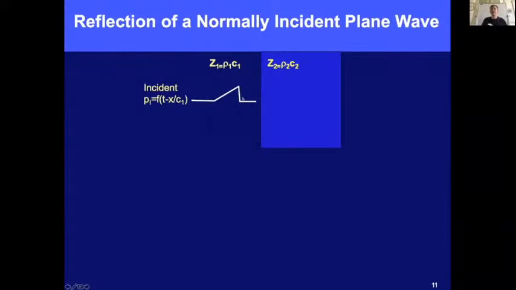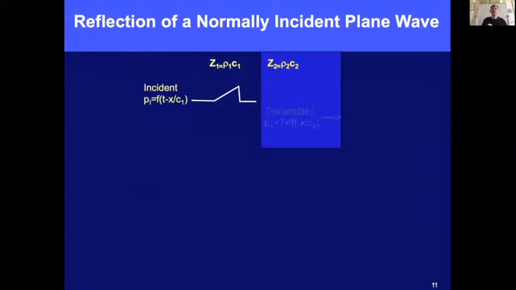Again, it doesn't need to be a sine wave, so I've got a little triangular wave coming in here with an argument t minus x over c1. That's my incident wave. It hits this interface at normal incidence to begin with, and a second medium with a density ρ2 and a sound speed c2. So it's similar to what you perhaps have seen previously at high school, either with acoustics or with light.